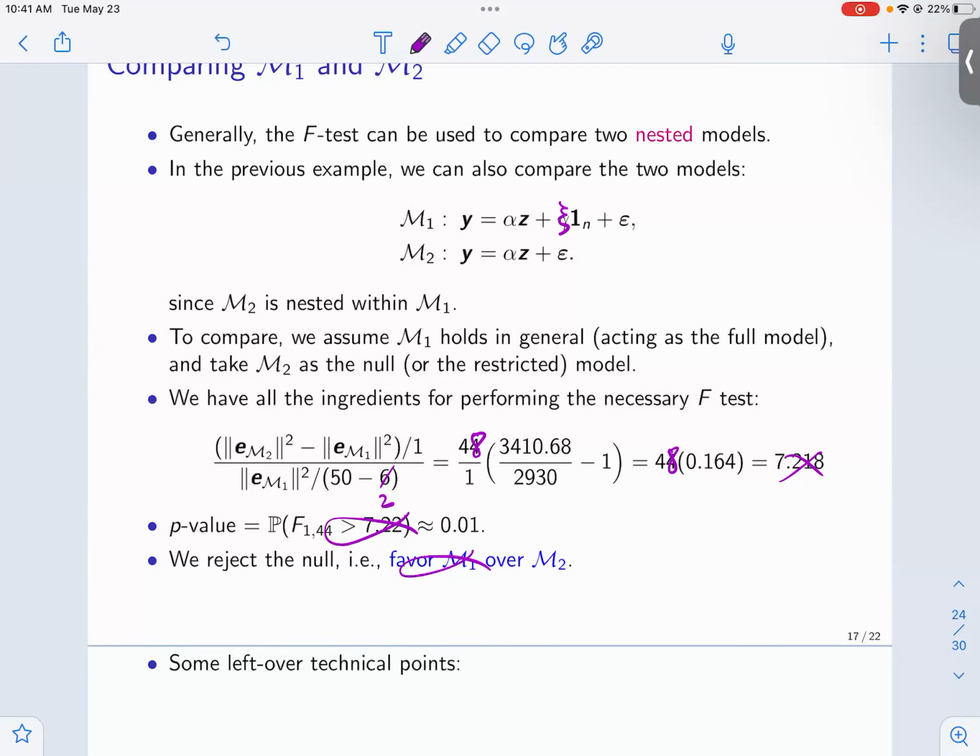The T test would be just to fit the regression and then do a T test for PC equals 0. You've done this before, right? Do it as an exercise, and it should give you the exact same p-value. The statistics you can also compare: if you calculate the T statistic and square it, it should give you the F statistic.